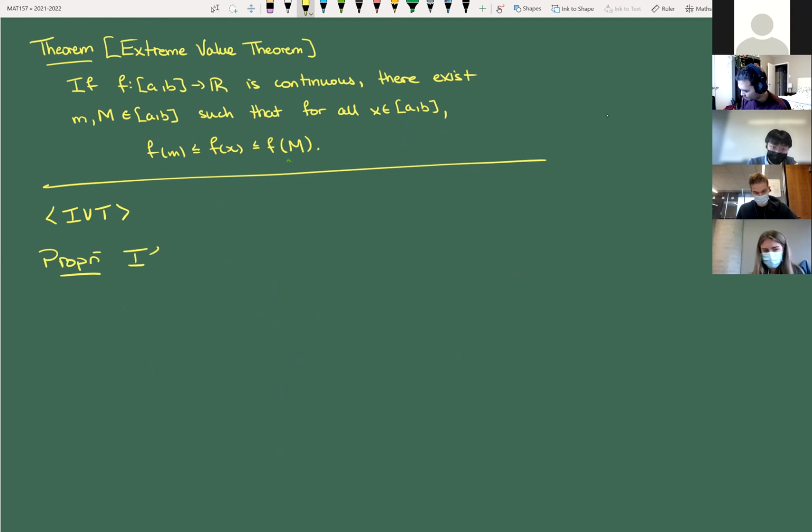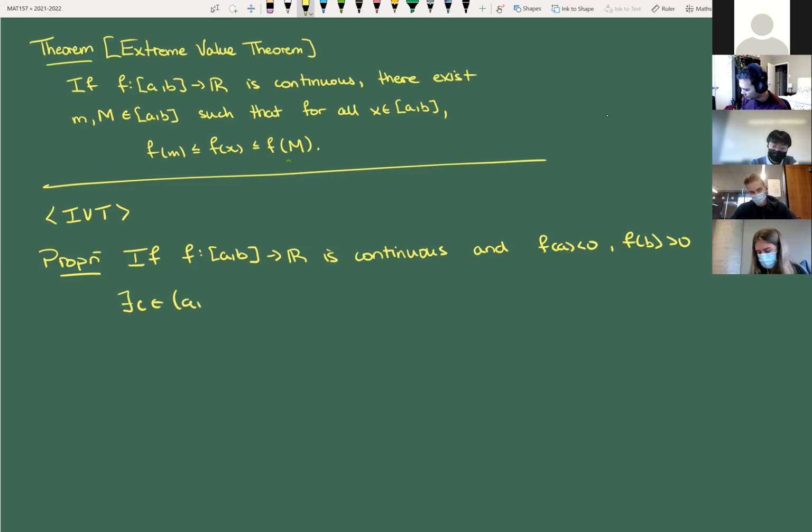So we're going to say if f is the map from [a,b] to R, is continuous, and f(a) is less than 0, f(b) is greater than 0, then there exists some point c in [a,b], really in this case open (a,b), such that f(c) is equal to 0, right? And hopefully we see that is an intermediate value theorem sort of thing.